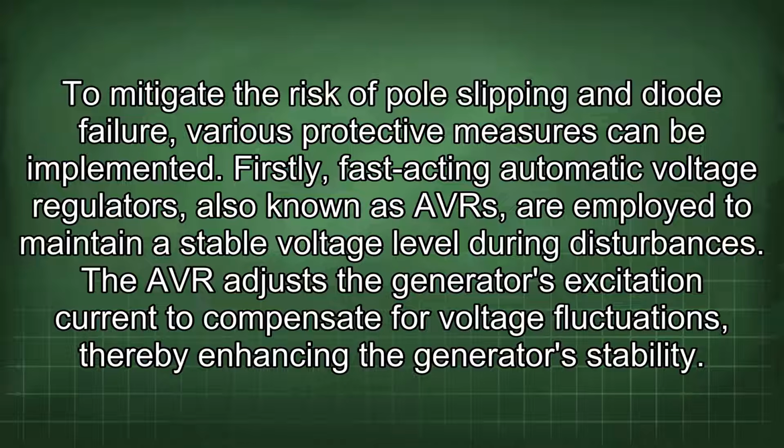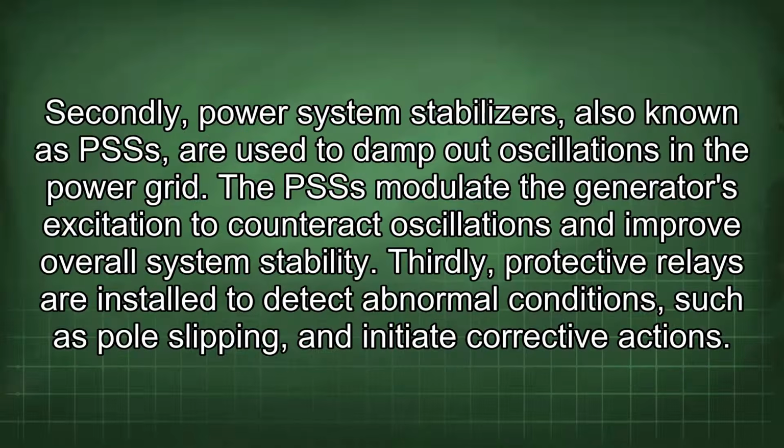Firstly, fast-acting automatic voltage regulators, also known as AVR, are employed to maintain a stable voltage level during disturbances. The AVR adjusts the generator's excitation current to compensate for voltage fluctuations, thereby enhancing the generator's stability. Secondly, power system stabilizers, also known as PSS, are used to damp out oscillations in the power grid. The PSS modulate the generator's excitation to counteract oscillations and improve overall system stability.